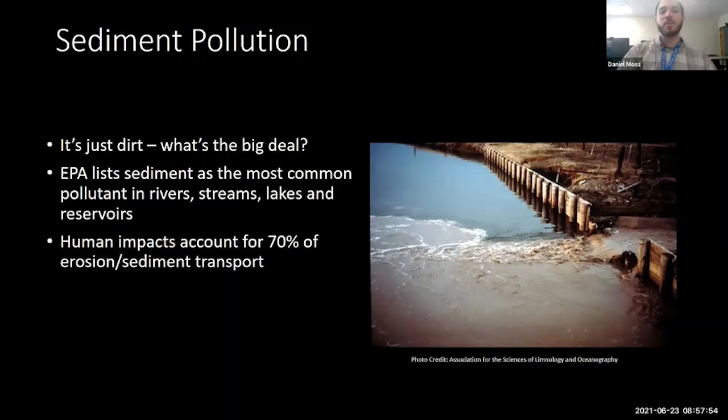So let's talk a little bit more about sediment pollution. It's just dirt. So, you know, what's the big deal? And the reality is it's the most common pollutant in rivers, streams, lakes, and reservoirs within the United States. And there's a statistic that says that we account for 70% of erosion and sediment transport when it comes to this type of pollution.